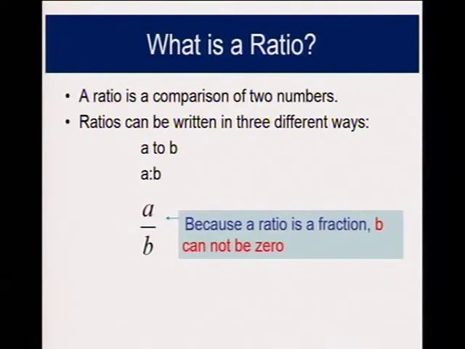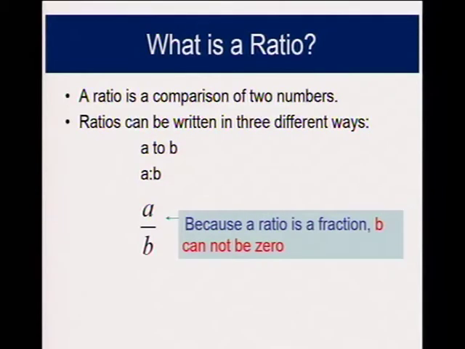A ratio is a comparison of two numbers. And we also say ratios can be written in three different ways, as shown on the slide. A to B, that's a ratio. Or we can say A colon B. It's a ratio. We can also write ratios as a fraction, A over B.